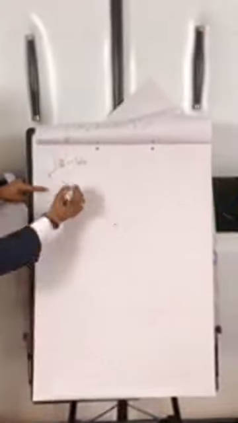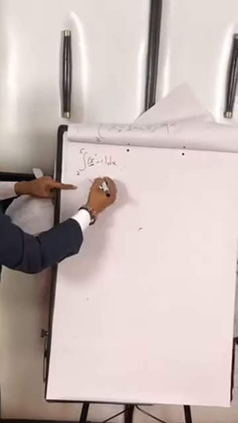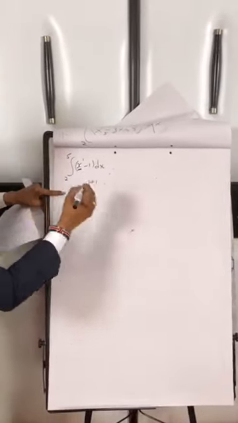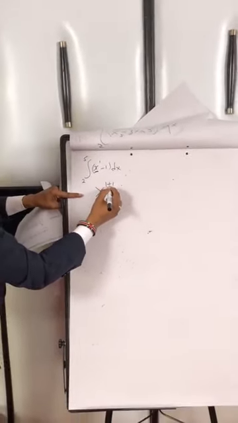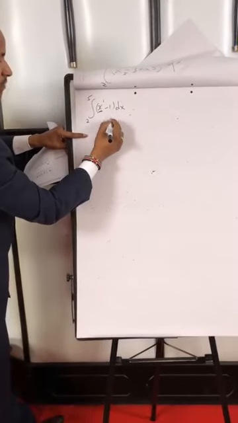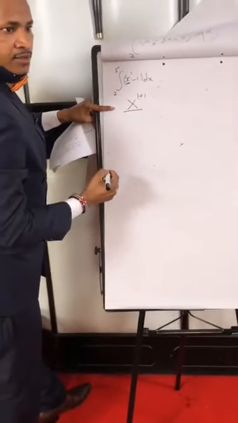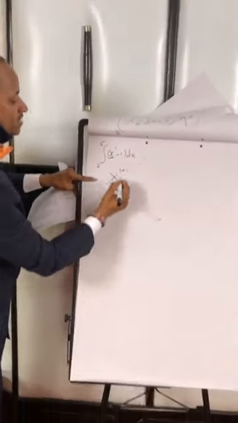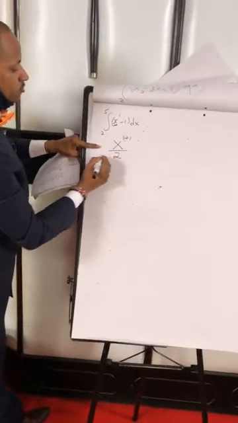So we are integrating. Add 1 to the power. Remember, in differentiation we were subtracting 1, but in integration you add 1. Then you divide by the answer you get from the power, that is 1 plus 1, which is 2.